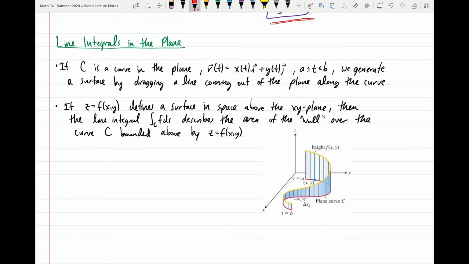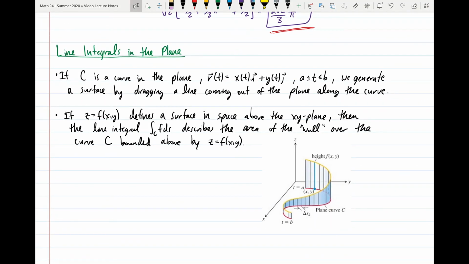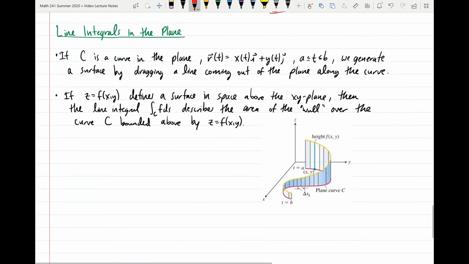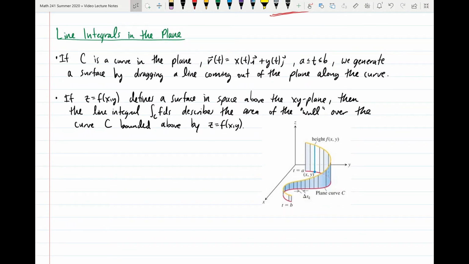So in the case that we're looking at line integrals in the plane, as opposed to line integrals in space, as we have been up until this point, there's a really interesting geometric interpretation that I should probably tell you about, because hopefully this will solidify the idea of what's going on here. If C is a curve in the plane as opposed to space, we can just parameterize C as r of t equals x of t i plus y of t j, because there's no k component here, and t is ranging from a to b. Then we can generate a surface in space by dragging a line that comes out of the plane along the curve.